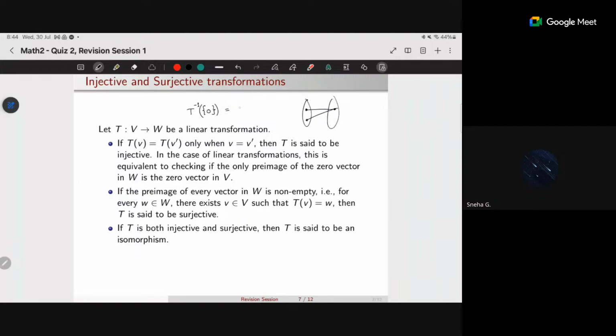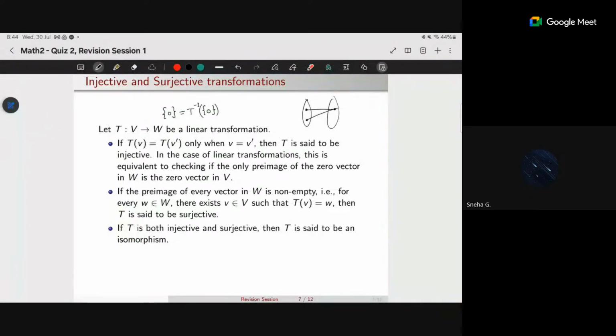As a set, this should at least contain the 0 vector, right? That is by definition, 0 is a pre-image of 0. But if it contains only that, this is in set notation, then you have injectivity. And this is a property that is specific to linear transformations.